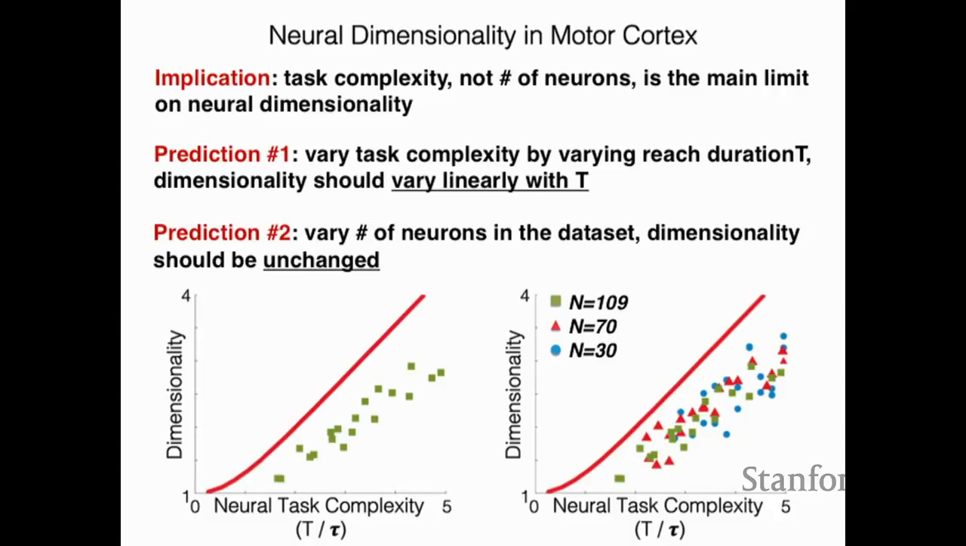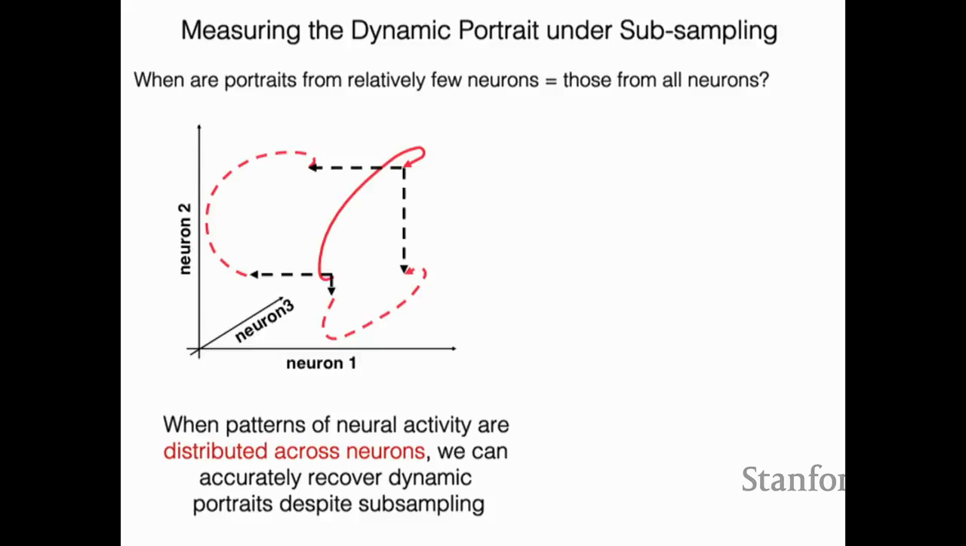The next most interesting part is what about the shape of these trajectories? Dimensionality is one thing, but did we get the entire shape of these trajectories correct? Okay? So just to introduce the idea, what is an intuitive situation where you could record a subset of neurons in a circuit, but still get its state space dynamics correct? Right? So here's an example.